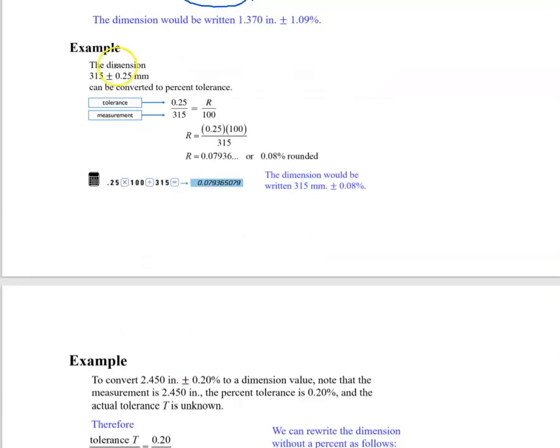Okay, here's another example of the tolerance. We've got 315 plus or minus 0.25 millimeters can be converted to percent tolerance. So we've got our 0.25 over our 315, which is our tolerance over our measurement equal to the percent over 100. So they've cross multiplied and found out that it was 0.08% whenever they rounded.